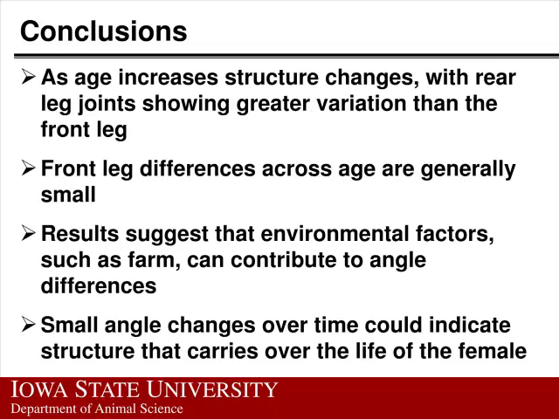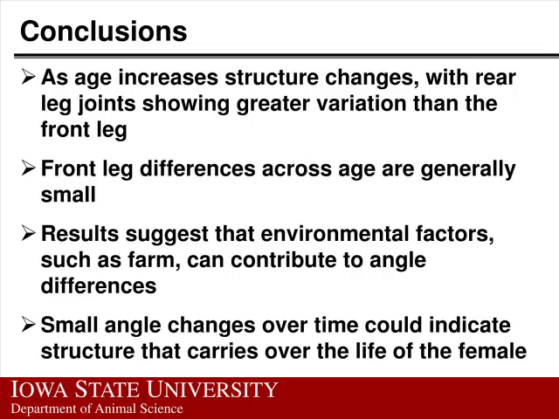So in conclusion, as age increases, the structure changes, with rear legs showing greater variation than the front leg. Front leg differences across age are generally small, and results suggest that environmental factors such as farm can contribute to angle differences. And that's part of the small angle changes over time are kind of what we're looking for. So that magic bullet that we're looking for of this is the most important value or this is the most important joint that we're looking at. I think small angle changes over time are possibly the most important. However, we'll have to look at that later on.